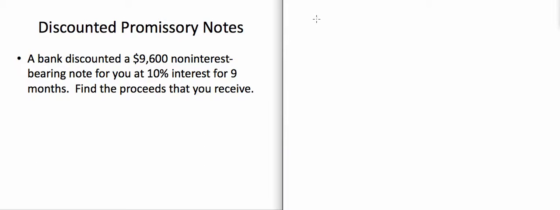And so how we figure this out is very similar to what we did in 4.1 with I equals PRT. So in this case, our principal is $9,600. We're multiplying that by our percent interest, so 0.10, multiplied by our months, so 9 divided by 12. Okay, so 9 months over 12 months. And when we do that, we get an answer of $720. All right, so this is the amount of money that they're going to discount from your loan.